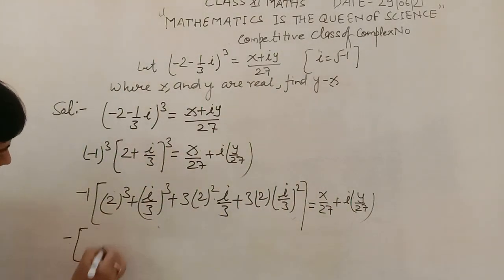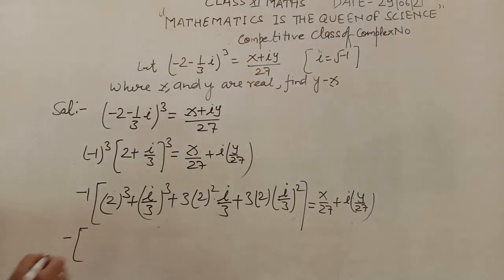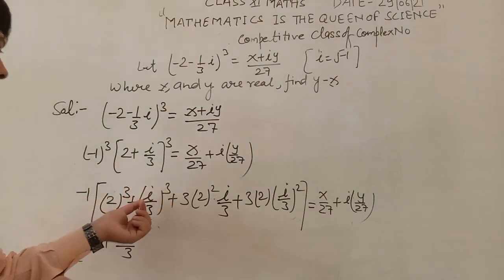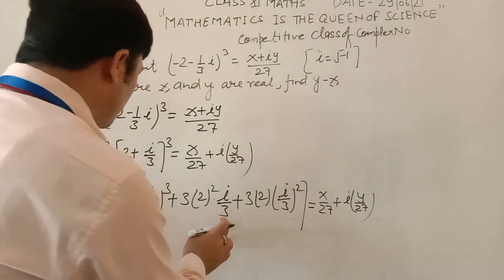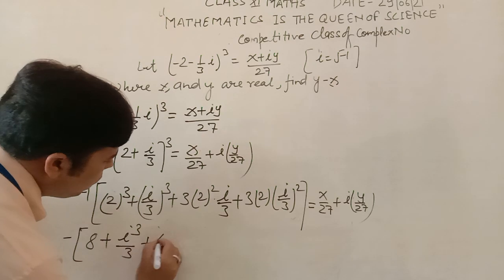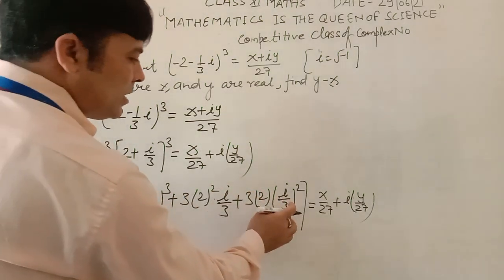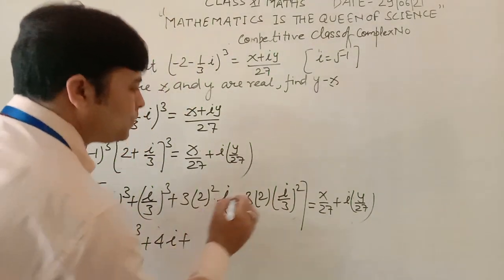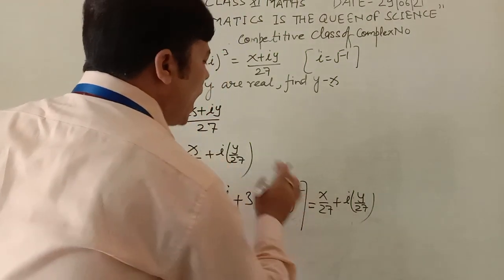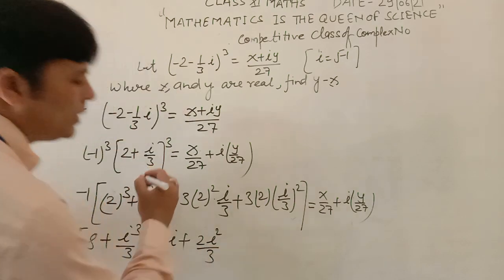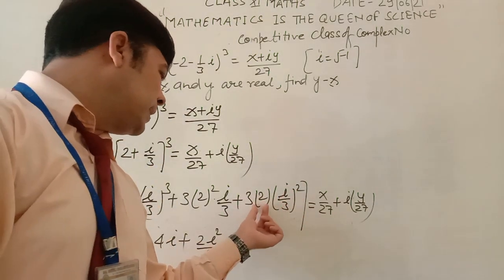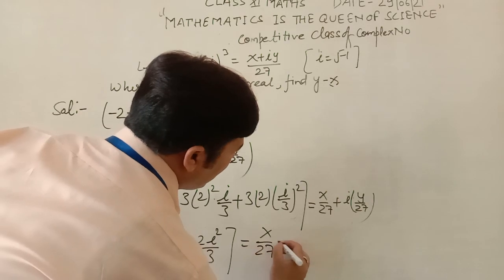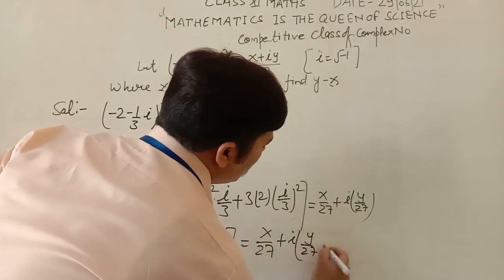From here you will get -1 times: 2 to the power 3 gives you 8, plus i cube upon 27, and then 3 into 2 square into i upon 3, the 3 cancels out, giving 4i. Then 3 into 2 into i square upon 9, the 3 cancels here, giving plus 2i square upon 3, and this is equal to x/27 + iy/27.